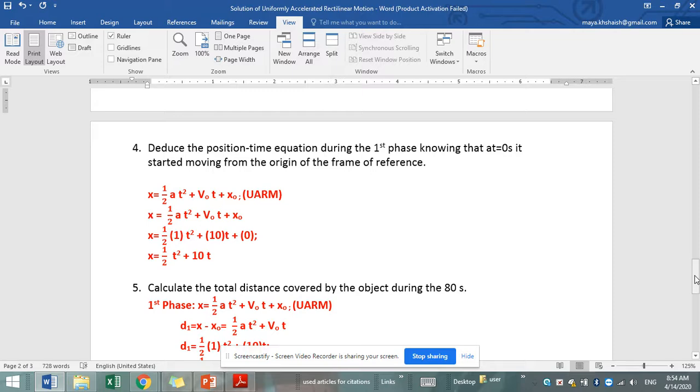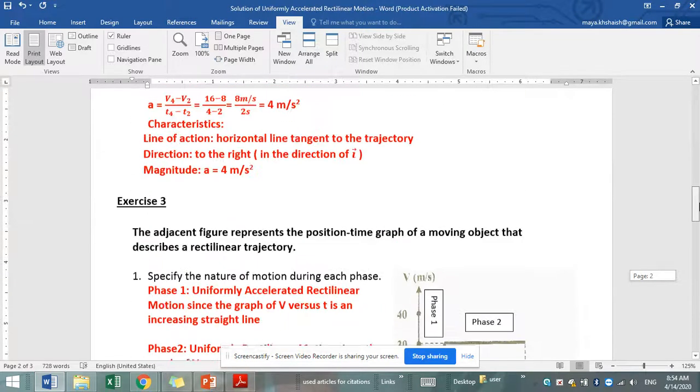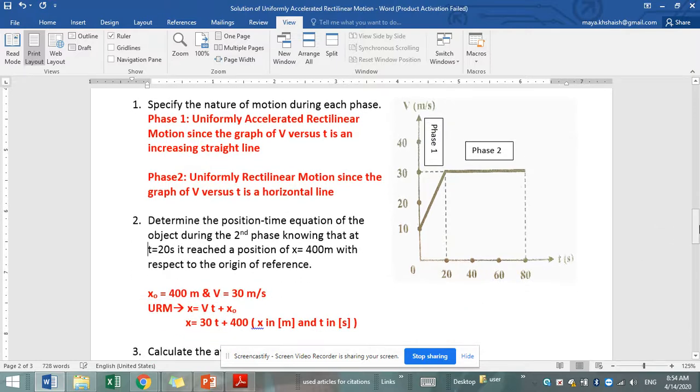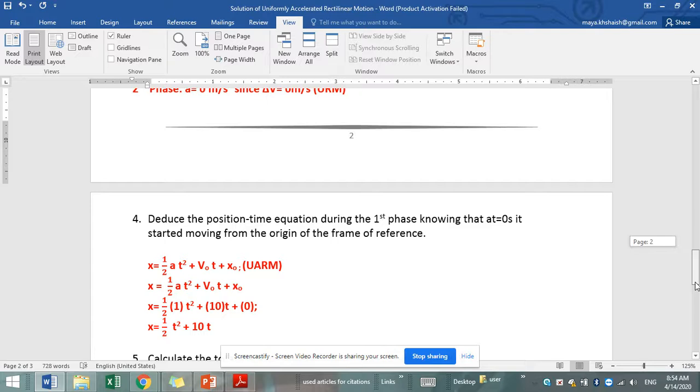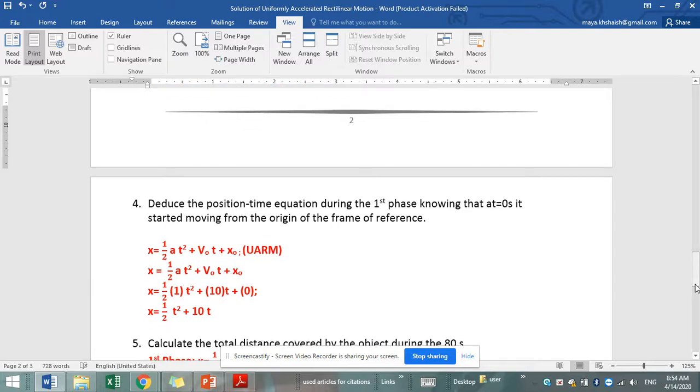Question 4: deduce the position time equation during the first phase, knowing that at t equals 0 seconds, it started moving from the origin of the frame of reference. Meaning for the first phase, they are telling us that it started moving from the origin. Meaning x0, or the initial position, is x0 equal 0. We know that it is moving in UARM. And we know that the general formula for the position time equation is x equal half at squared plus v0t plus x0. A is calculated in the previous part 3.